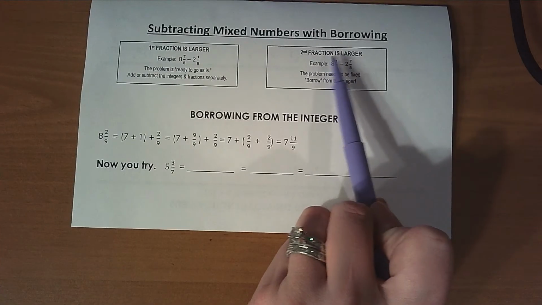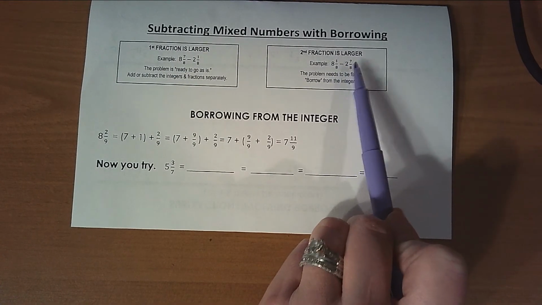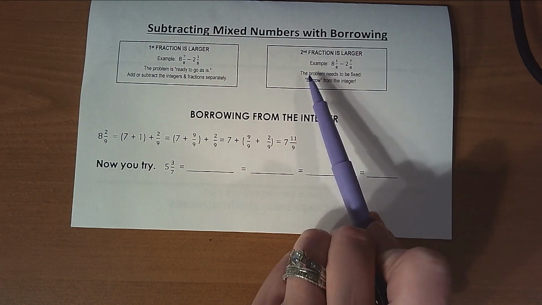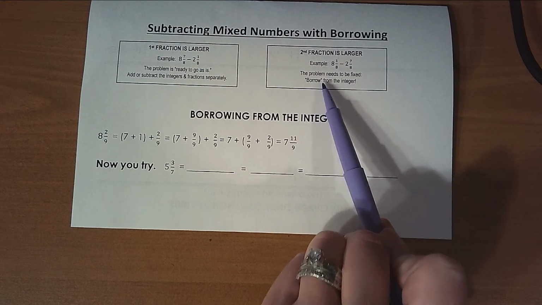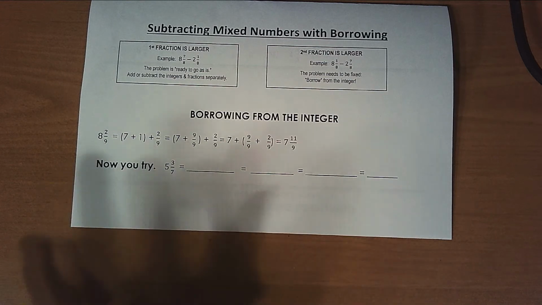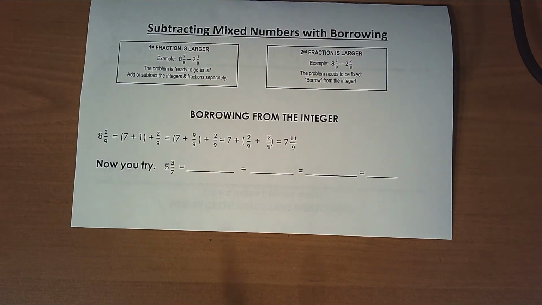On the second example, 8 and 1/8 minus 2 and 7/8, the second fraction itself is larger, and so the problem needs to be fixed, or we need to borrow from the integer. We're going to zone in on that borrowing aspect that we previewed in the last set of notes a little bit.